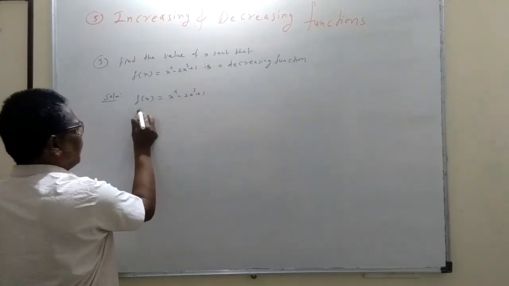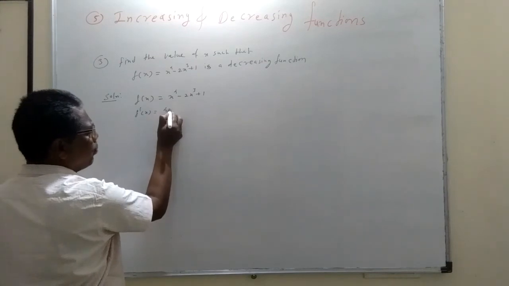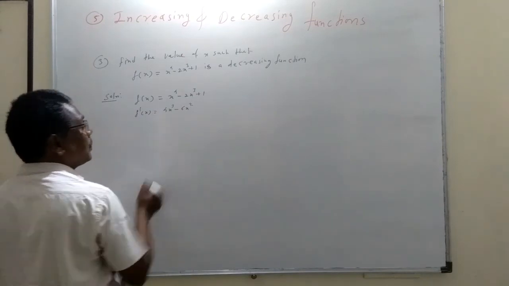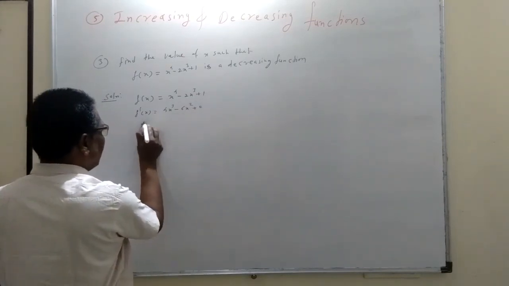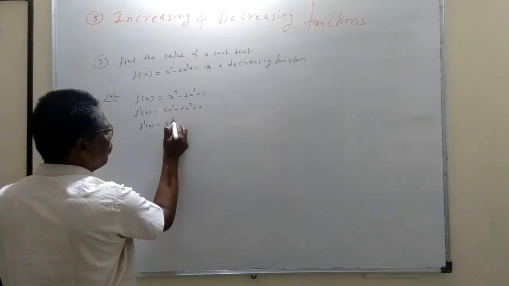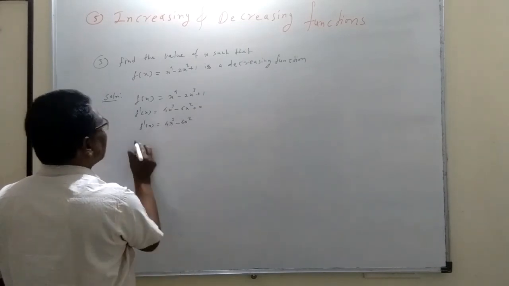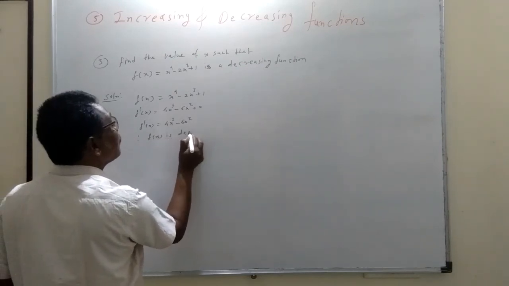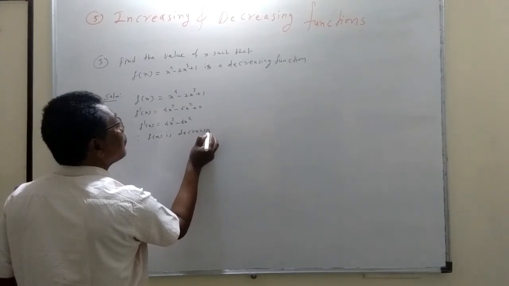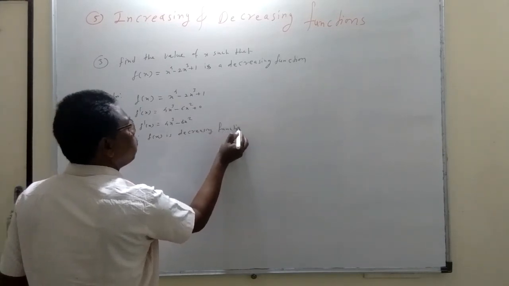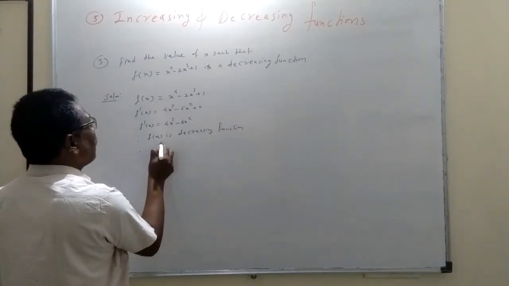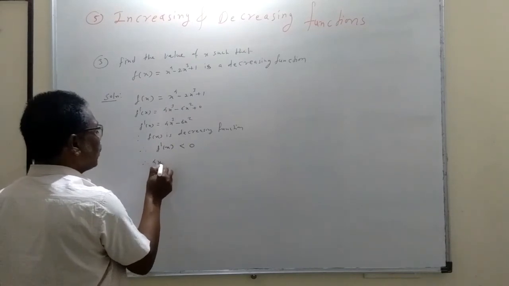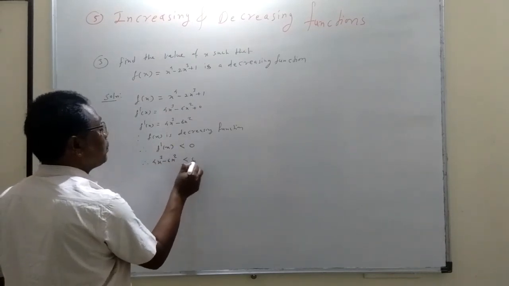So f dash x is equal to, take derivative, so 4x cubed minus 6x square. Derivative of 1 is 0. So f dash x is 4x cubed minus 6x square. Now since f of x is a decreasing function, therefore f dash x is less than 0. Therefore 4x cubed minus 6x square must be less than 0.